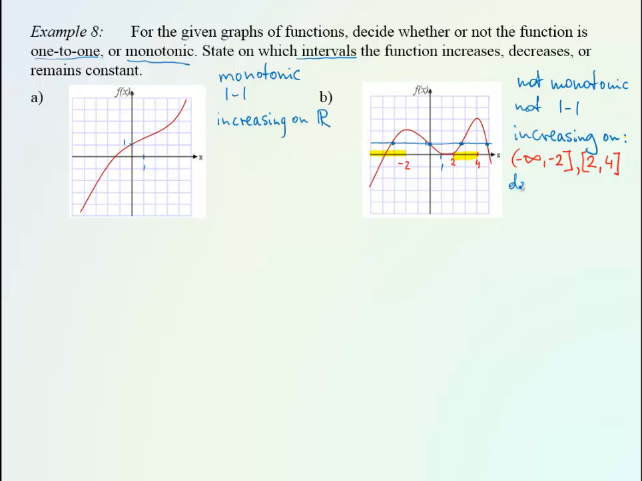And now the function is decreasing on the remaining intervals. So let's highlight the decreasing intervals in green. It will be from here to there and from here on to infinity. So we can record the function is decreasing on the interval, and again we can include the endpoints, -2 to 1, and also from 4 to infinity. Finally, the function is constant on the interval from 1 to 2.